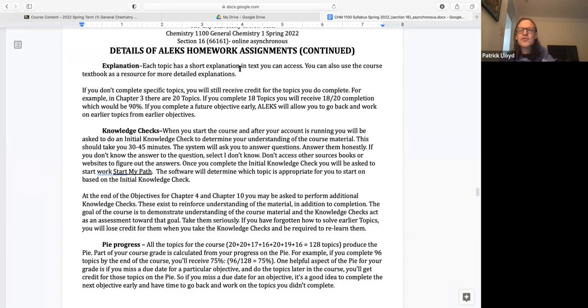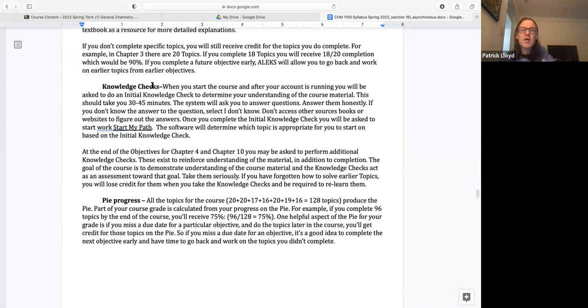Each Alex homework assignment, each problem has an explanation you can click on at the bottom. There's a separate video on using Alex, so I won't talk about that in much detail here, but it's all in here that you can read over. There may be a knowledge check. There's certainly one at the beginning. It's called an initial knowledge check.